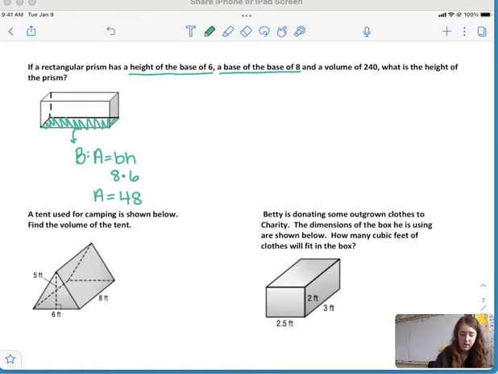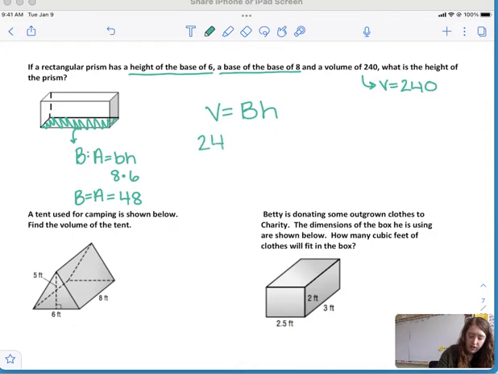Now, so that's B, sorry. So volume is equal to area of the base times the height. They told us that our volume was 240. So I'm going to put 240 in for volume. The area of our base was 48. And then we don't know what our height is. So to get h by itself, we're going to divide by 48 on both sides. And we'll get 5.